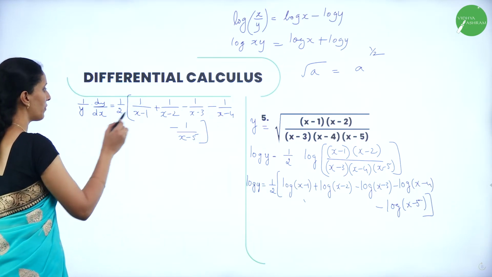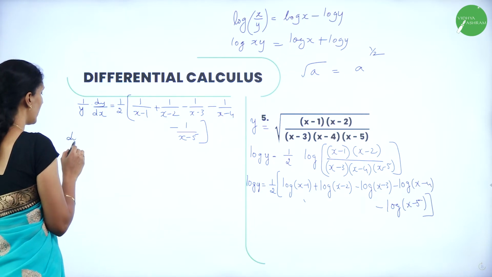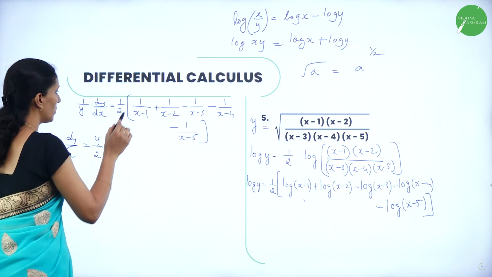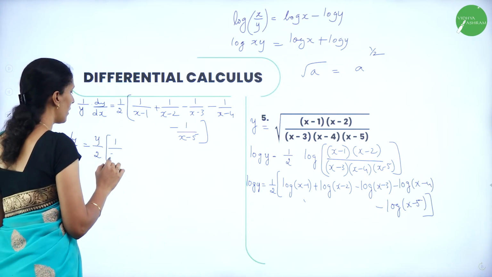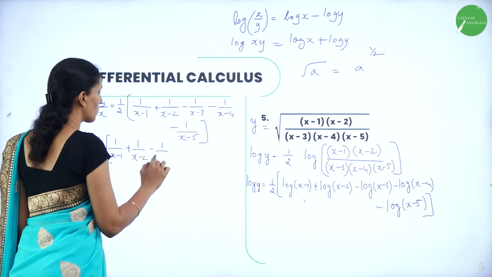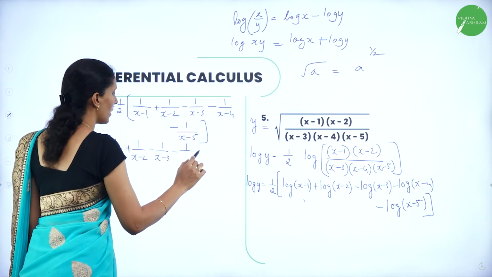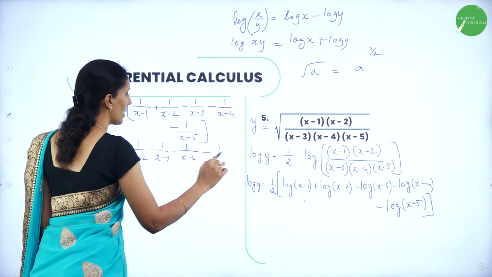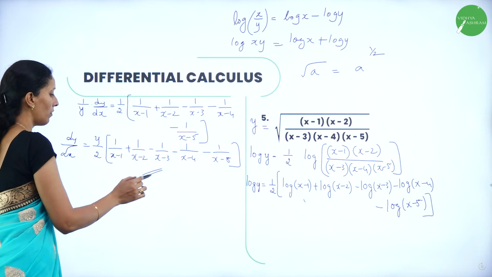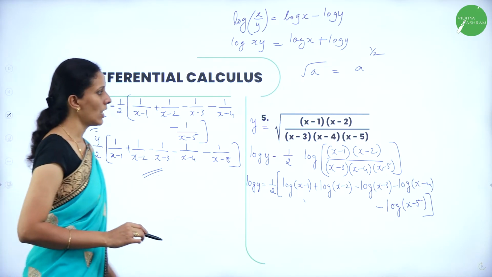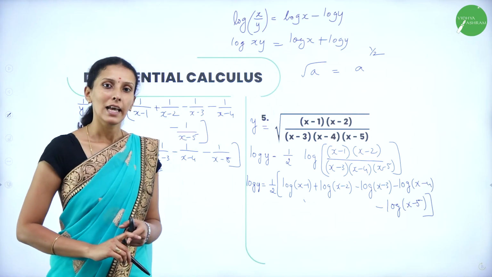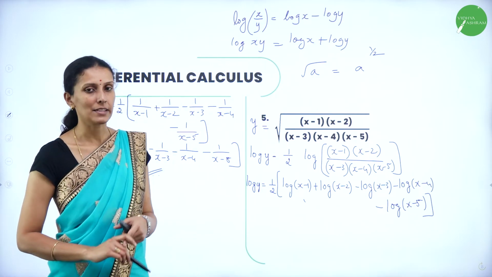So now here shift y here. So dy by dx can be written as y by 2 and here it is 1 divided by x minus 1 plus 1 divided by x minus 2 minus 1 divided by x minus 3 minus 1 divided by x minus 4 minus 1 divided by x minus 5. So this is the answer. So if you want, you can replace y as the given function, that is square root of x minus 1, x minus 2 over x minus 3, x minus 4, x minus 5.